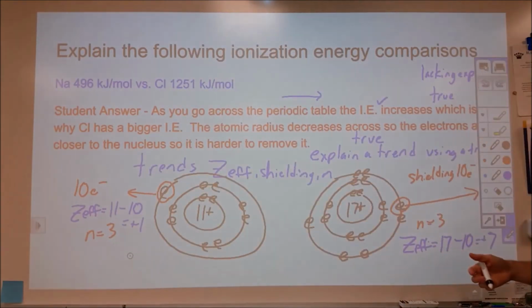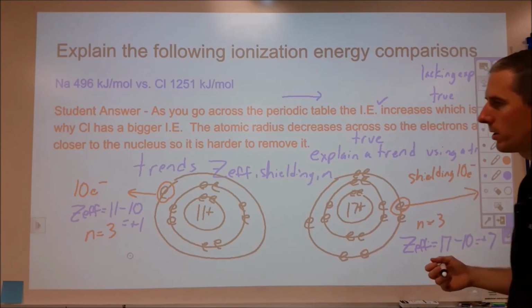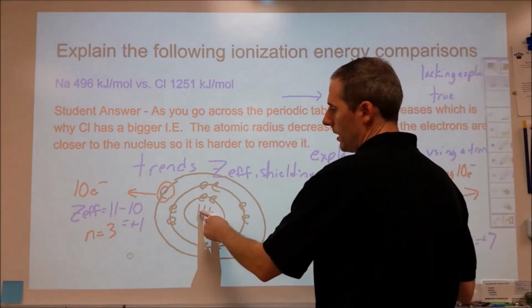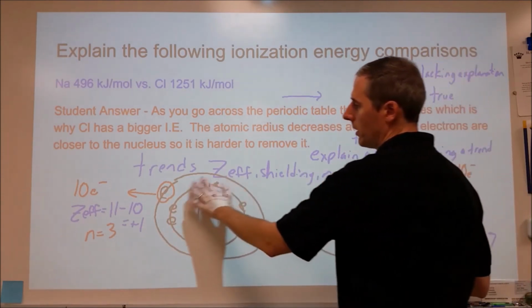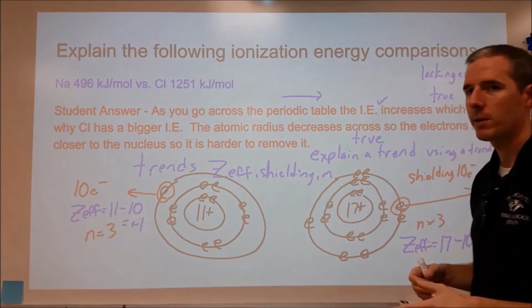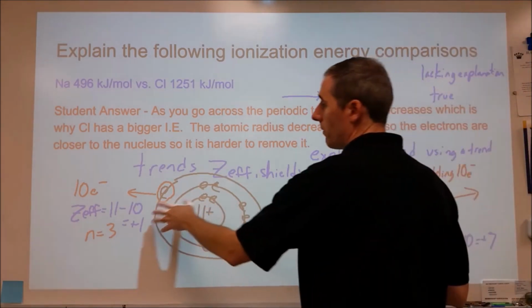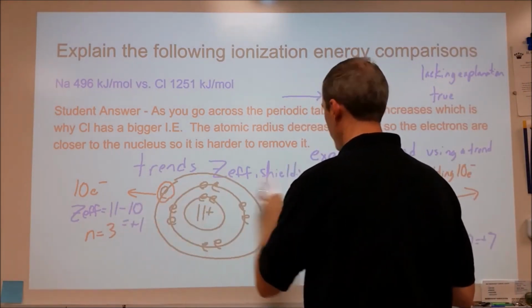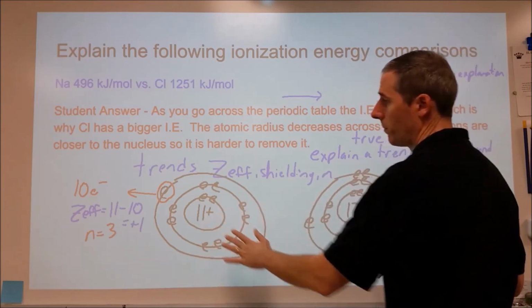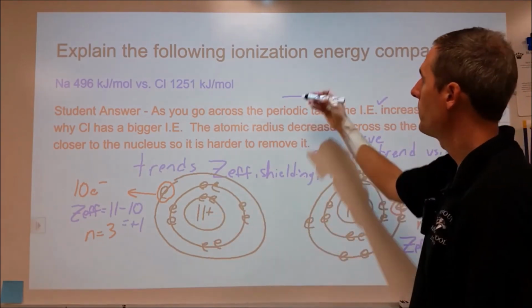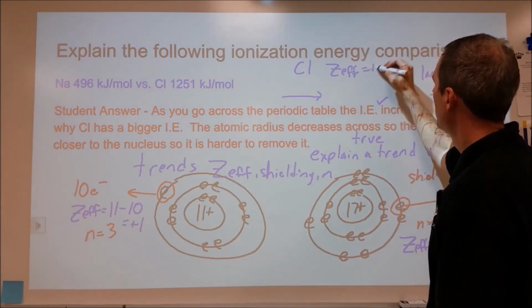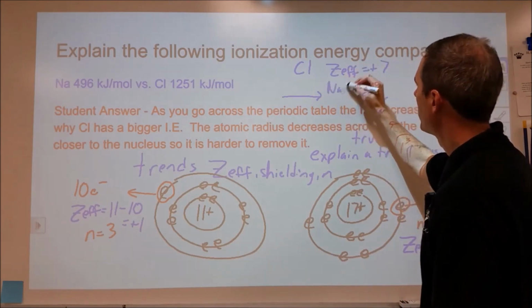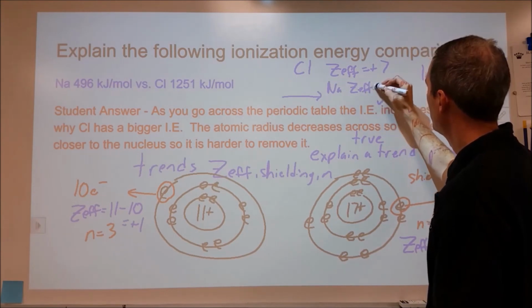So what we're seeing here is that really the reason why sodium has a lower ionization energy and chlorine has a higher ionization energy is that the amount of protons pulling on this electron is less than over here, but the electronic repulsion is mostly about the same. And so the combination of that, the effective nuclear charge, is much larger for the chlorine than it is for the sodium. And so an explanation that would be much better would be that the chlorine has a higher effective nuclear charge of +7. Sodium has an effective nuclear charge of +1.